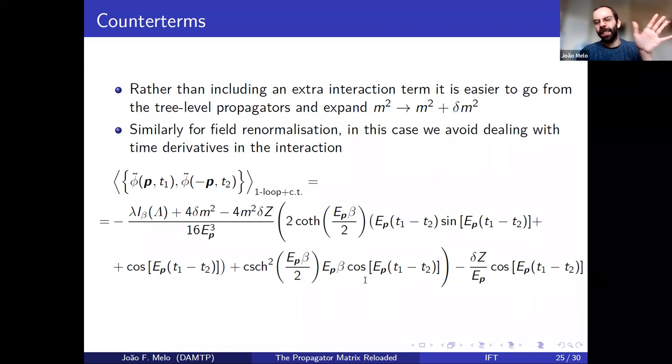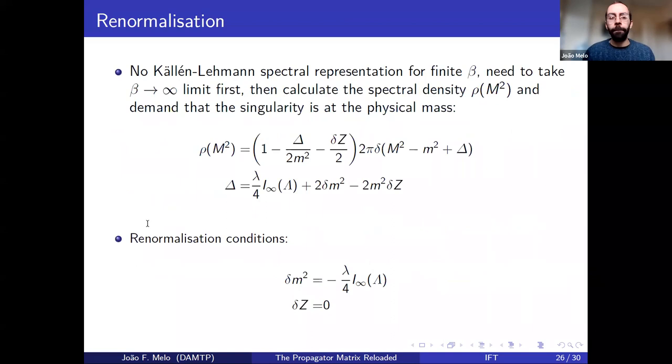I beta is just my loop integral. Now I want some physical definition of mass, but there's no Källén-Lehmann spectral representation for finite beta. And furthermore, my physical definition of mass is the gap in the Hamiltonian. That is a property of the Hamiltonian, not of the initial state. So the mass should not depend on the initial state. Also, any parameter in the Hamiltonian should not depend on the initial state. The Hamiltonian is the Hamiltonian, and I can put whatever initial state I want. So it makes no sense for the mass or delta z or lambda or whatever to depend on beta.